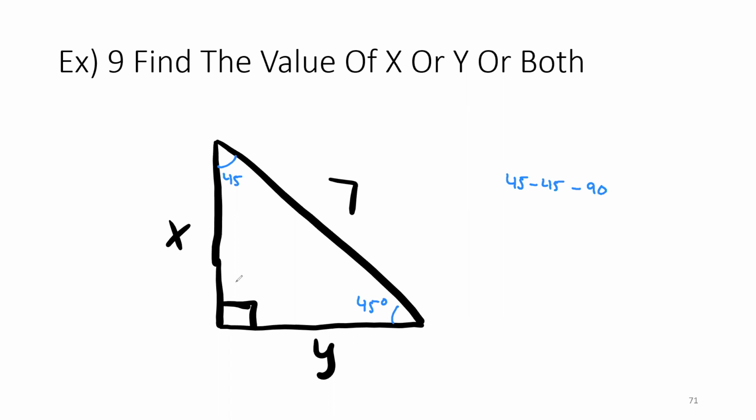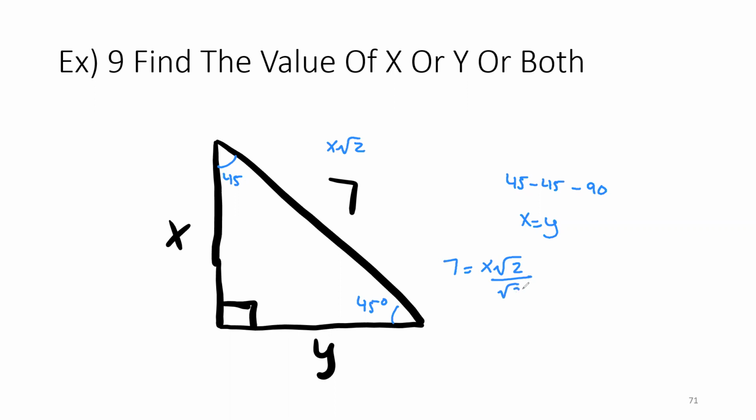So we got to find x and y. Well, you don't really have to find y because x equals y, right? If you know one leg, the other will also be the same. But they only give us the hypotenuse. So how do you find one of your legs? According to the rule, the hypotenuse is going to be x radical 2. So you can express this as 7 equals x radical 2, and then solve for x.